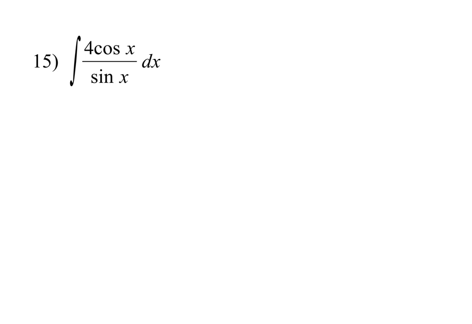This is actually the same thing. If you think about this, your u would be your sine of x, right? Well, the derivative of sine is just cosine of x, right? The only thing I'm missing is that 4. So if I multiply both sides by 4, I have what I need. So I can say, well, it's going to be 4, 1 over u du.